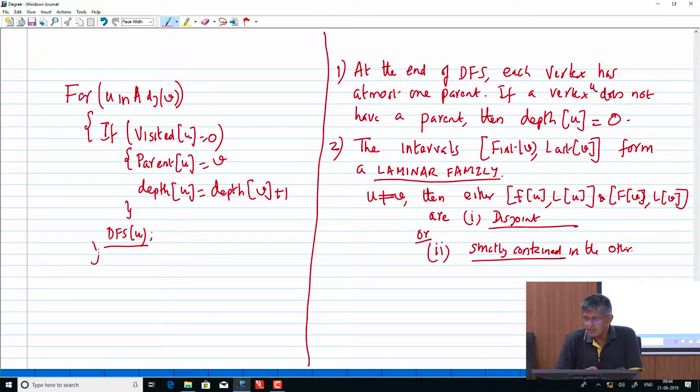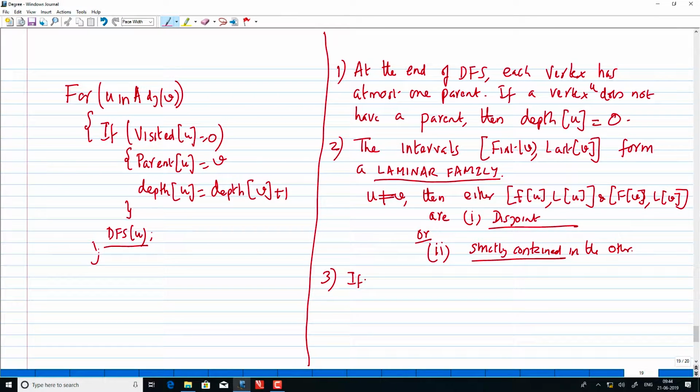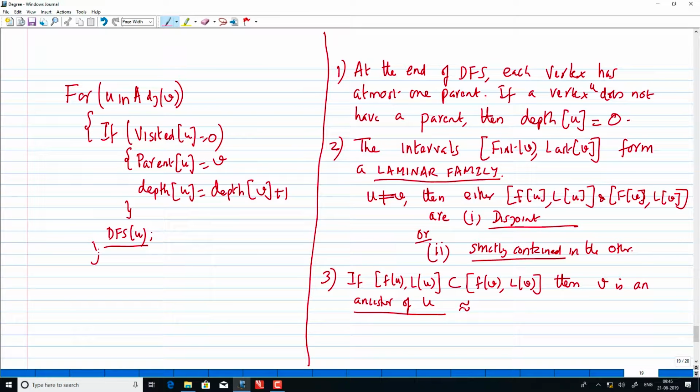So what are the conditions under which the intervals are strictly contained in each other? So now let us say something further. What can you say? V is a parent of U. That's correct. V is an ancestor of U. Equivalently, V1 up to U is a path such that, can somebody complete this for me?